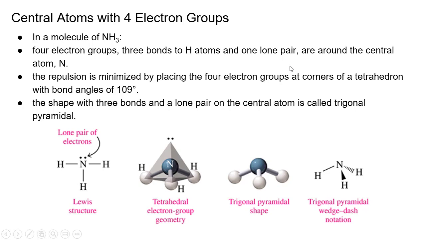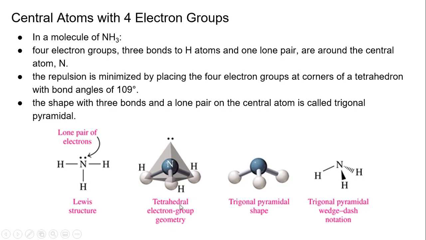Central atom with 4 electron groups. Again, another 4 groups, but this time we have a lone pair, which means that the shape and electron group geometry are not going to be the same. We have a nitrogen, and we have 3 hydrogens and a lone pair. What this is saying again is that the lone pair has a huge electron cloud around it, and it forces the other bonds away from it. It takes up the most space.